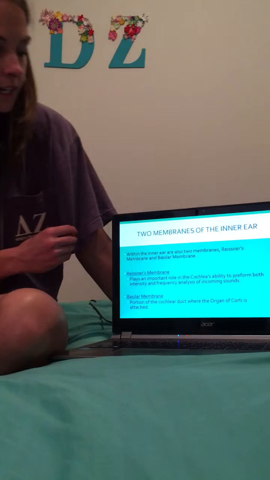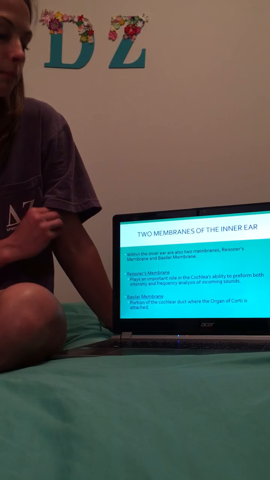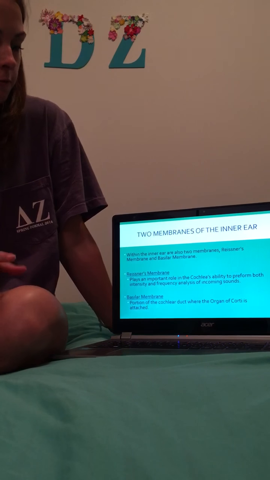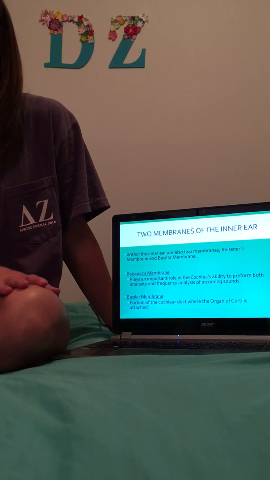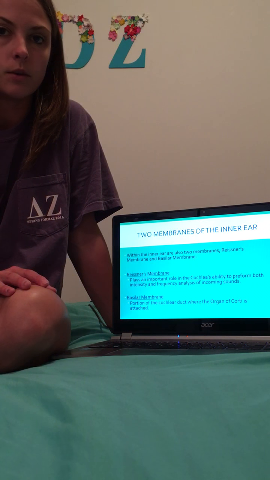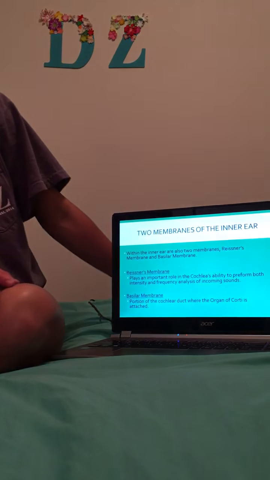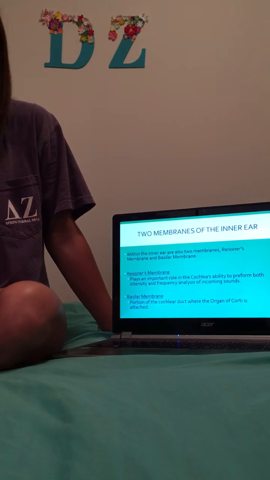Reissner's also plays an important role in the cochlea's ability to perform both intensity and frequency analysis of the incoming sounds. The basilar membrane is the primary point of neural excitation of the hair cells within the organ of Corti, and is the portion of the cochlear duct where the organ of Corti is attached.